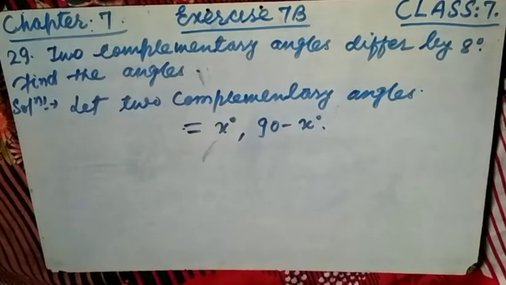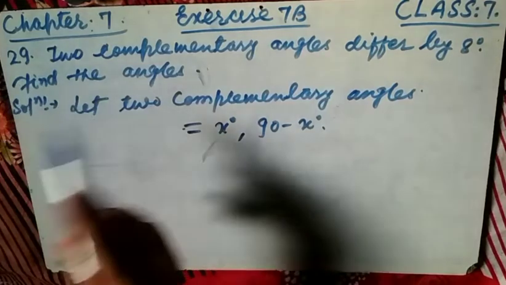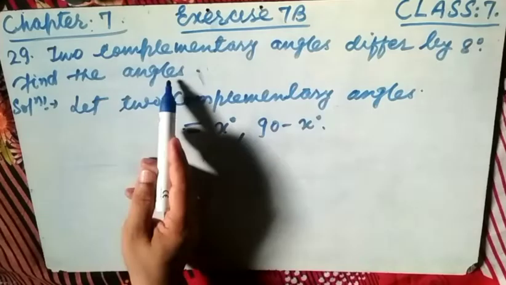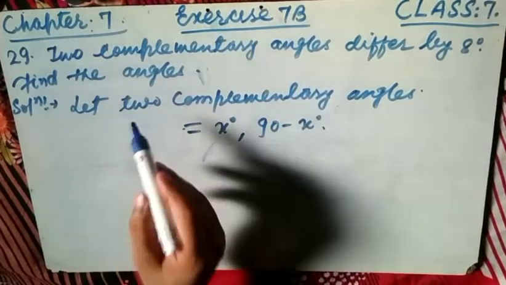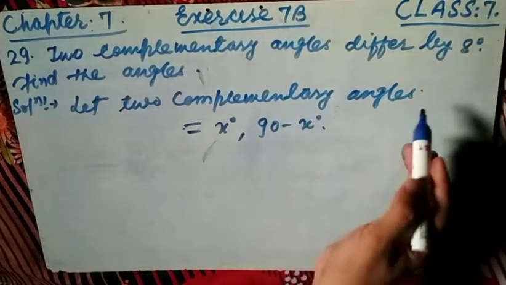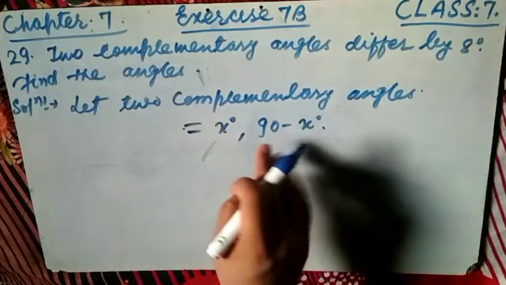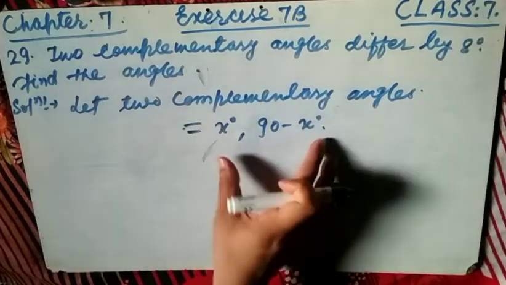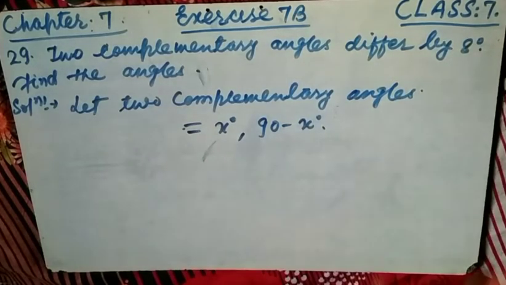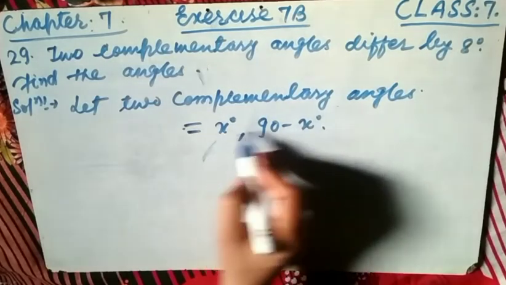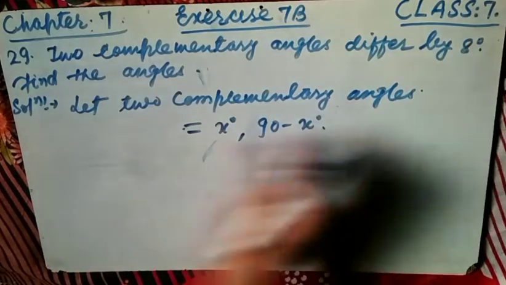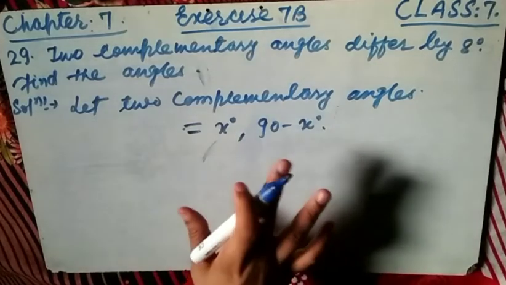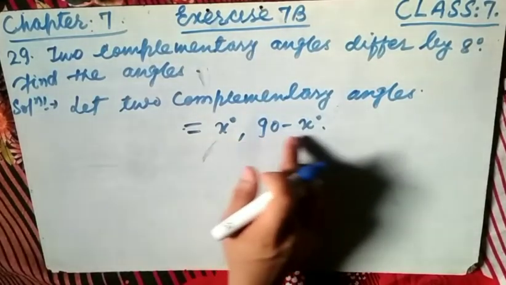Now see friends, question number 29. Two complementary angles differ by 8 degrees, find the angles. Now let us consider two complementary angles, first x degree, and another is 90 minus x. And you know friends, what about the complementary angles? Sum of any two angles is 90, they are called complementary angles. So x degree and 90 minus x, the sum of these two angles is 90 degree, because minus x plus x will get cancelled.